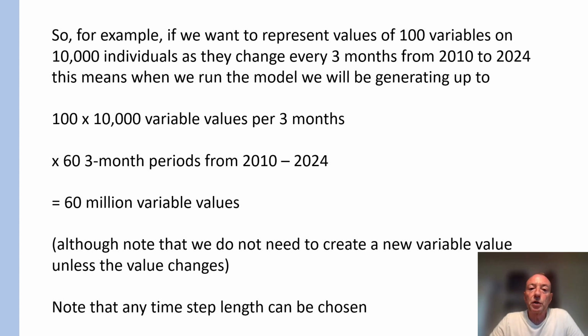So, for example, if we wanted to represent values of 100 variables on 10,000 individuals as they change every 3 months, from 2010 to 2024, this means that when we run the model, we would be generating up to 100 times 10,000 values per 3 months. And then 60 times that because of the number of periods from 2010 to 2024, giving 60 million variable values. Although it should be noted that we don't need to create a new variable value unless the value actually changes.